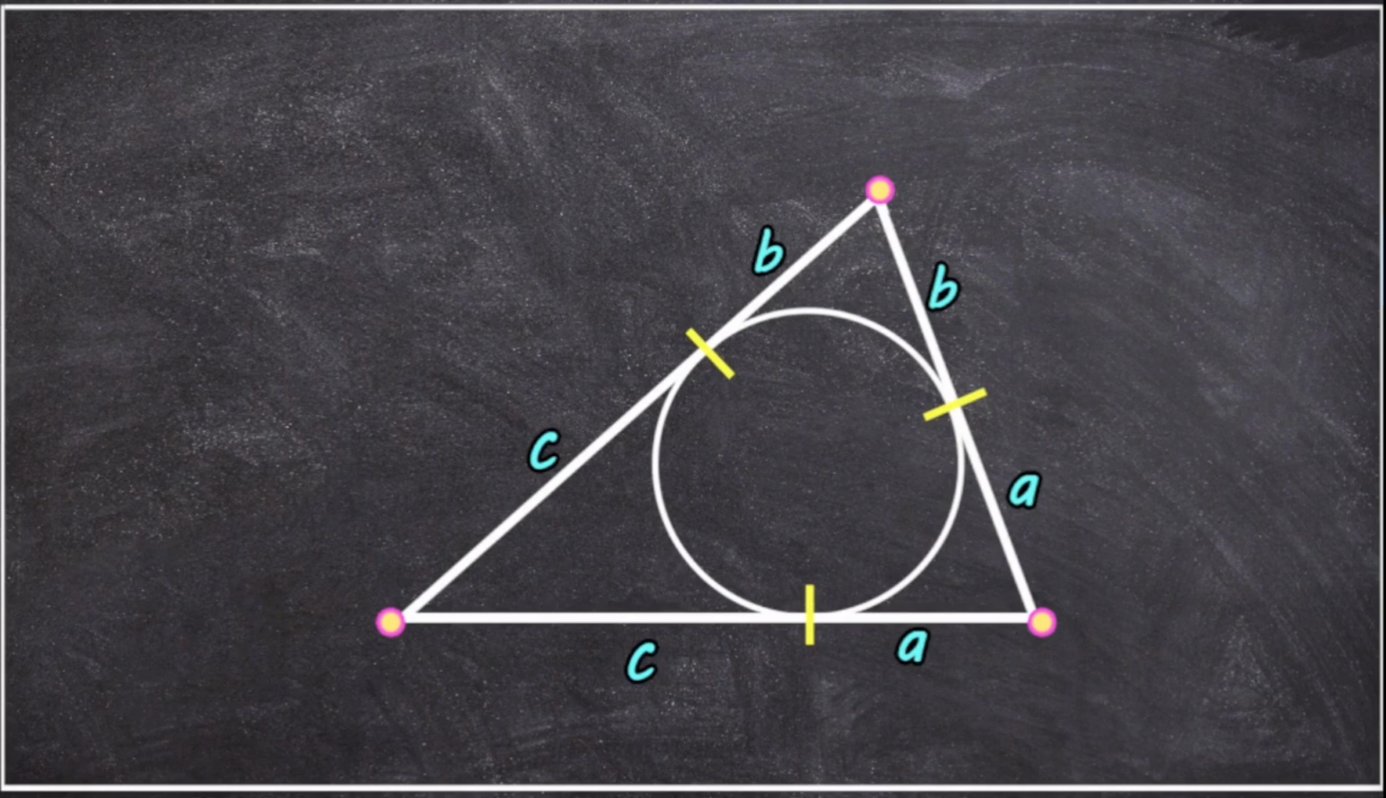Next, I'm going to add in the circle center, and then we'll draw a radius from the circle center to each of the tangent points. Obviously, all of these are the same length because they are just the radius of the circle. I'm going to label them with an R.